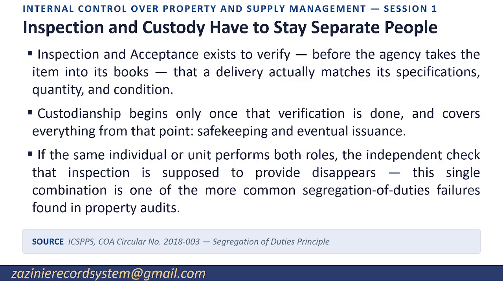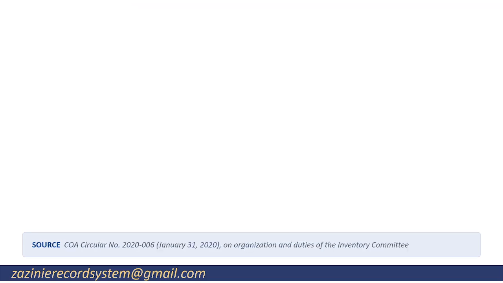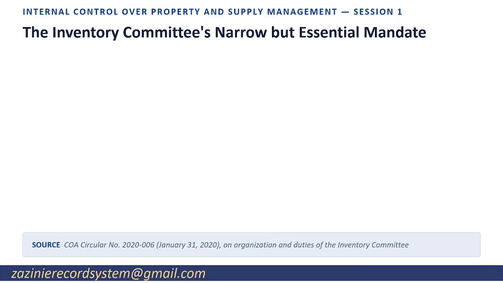Now, in a bit more detail, this is one of the most commonly violated rules in actual government offices, precisely because it seems efficient to let the same person both check a delivery and then keep it. Resist that instinct. The moment inspection and custody sit with the same person, the independent check that inspection exists to provide is gone, and no amount of good faith on that person's part can restore it. Next slide. The Inventory Committee's narrow but essential mandate.